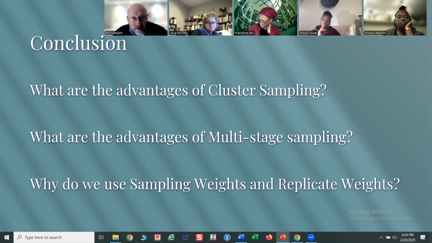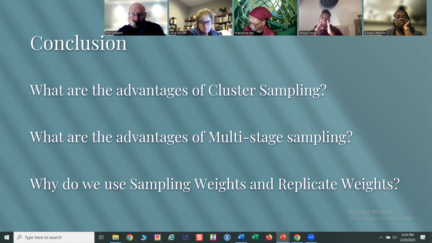Very good. And then what about multi-stage sampling? Can anybody recount or explain what some of the advantages are? Why would you do this? It's so complicated. It seems like that's crazy. Why would I do that? But there are times when you need to do it. So what are the advantages of the multi-stage process?